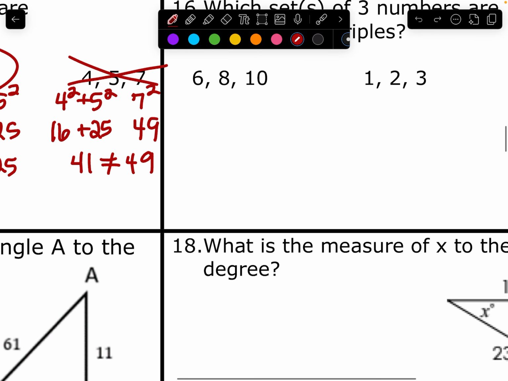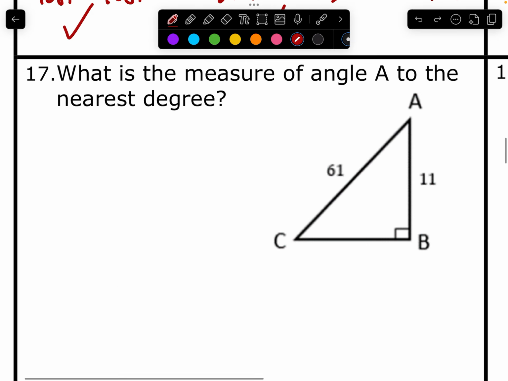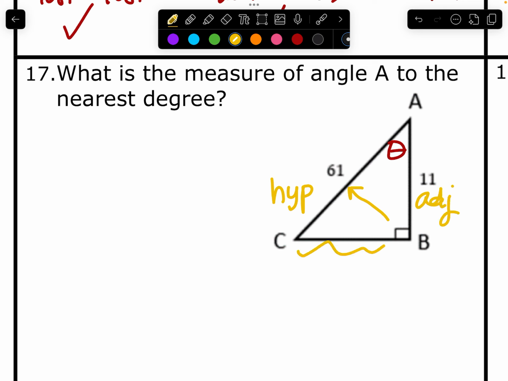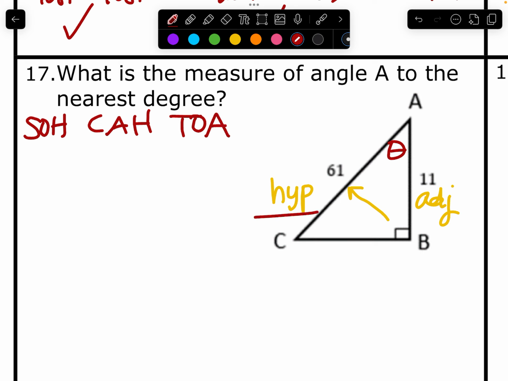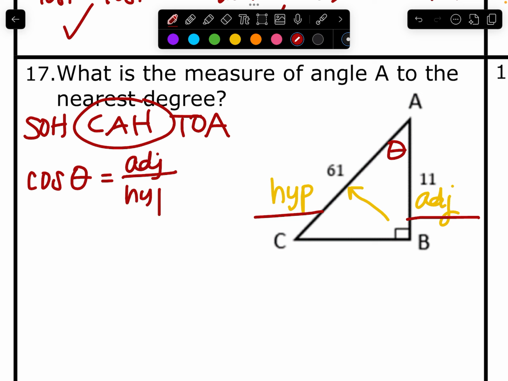All right, number 17. What is the measure of angle A to the nearest degree? So angle A is theta because that's what it's asking us for. 61 is across from the 90-degree angle, so that's the hypotenuse, and then 11 is next to theta, so that's the adjacent side. The opposite side is blank, so we will ignore it. If we use SOHCAHTOA, I forgot the H, which one has hypotenuse and adjacent? That would be CAH, or cosine. The C stands for cosine theta, the A stands for adjacent, and the H stands for hypotenuse.